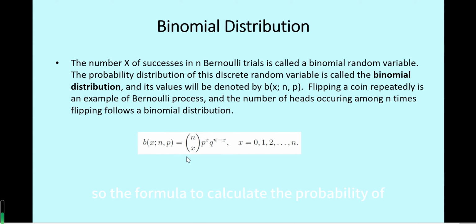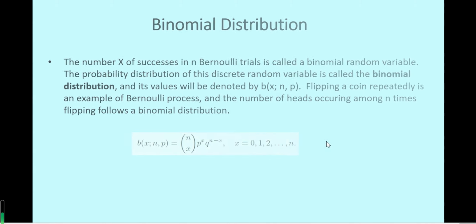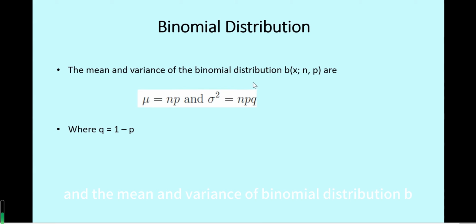So the formula to calculate the probability of random variable X, which means how many successes will occur during the process of N trials, with the probability P of success for each trial, is the combination C(N, X) times P to the power X times Q to the power N minus X, and Q equals 1 minus P. So X can be 0, 1, 2, 3 up to N. And the mean and variance of the binomial distribution B(X; N, P): mean equals N times P, and variance sigma squared equals N times P times Q.